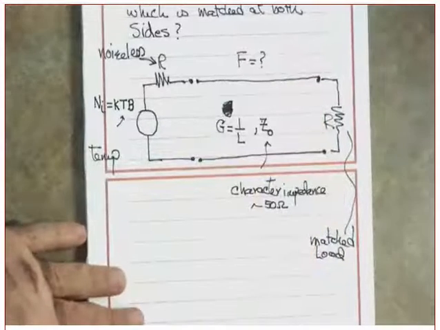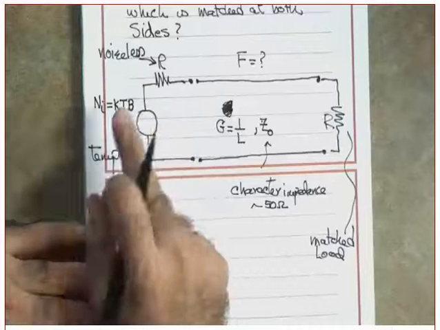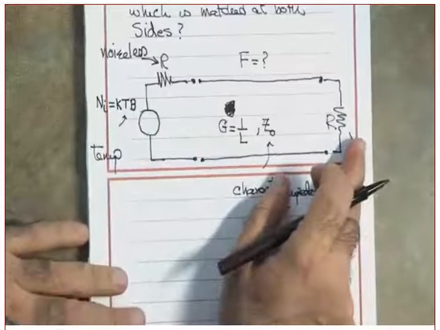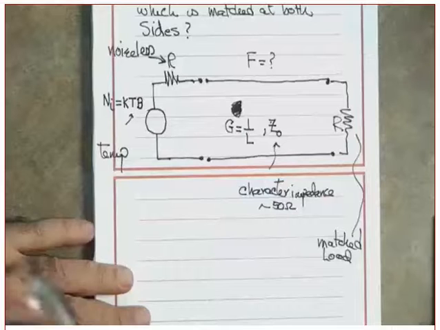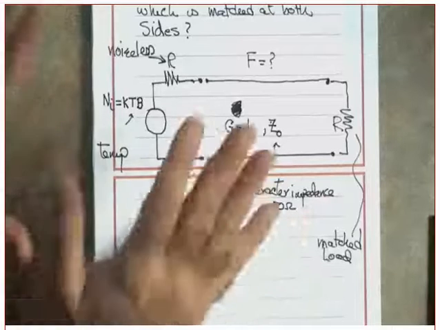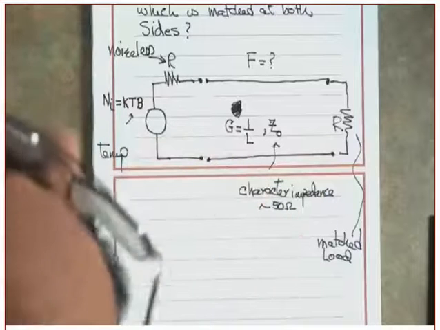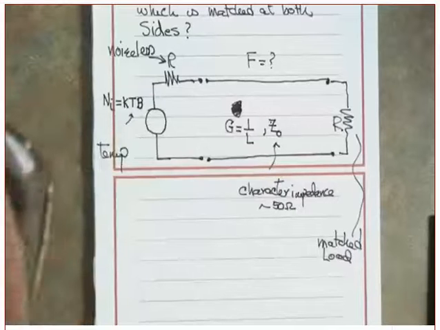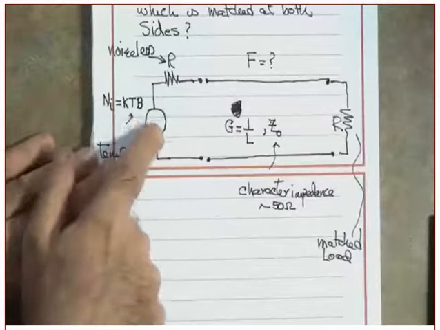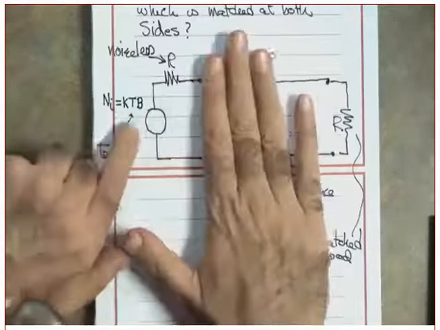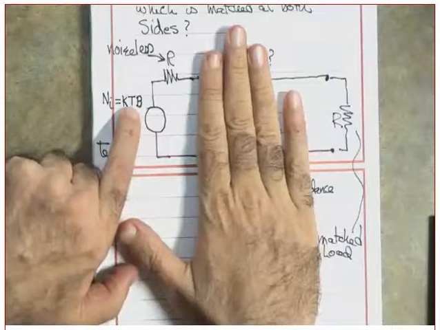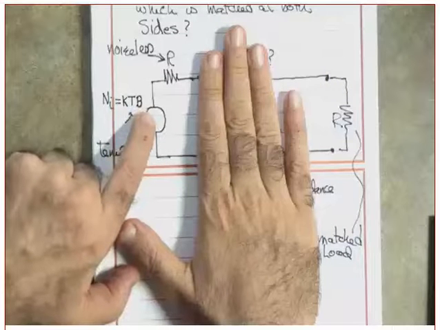Now listen to me. We have a match at two ends, from the source side and from the destination side, which means there is no reflection. The system is at equilibrium. Do you understand that or not? There is no reflection because it's matched on both points. Clear? What is the power generated by this source? It's kT times B.